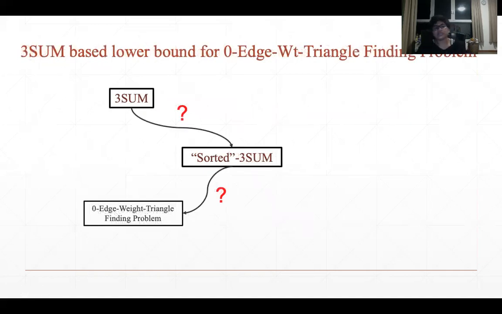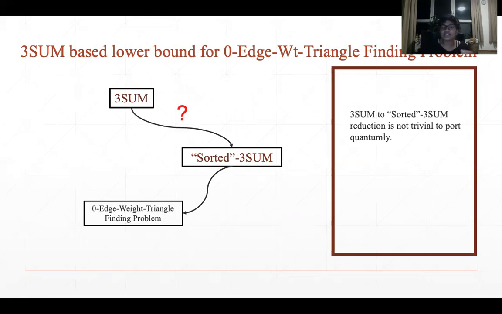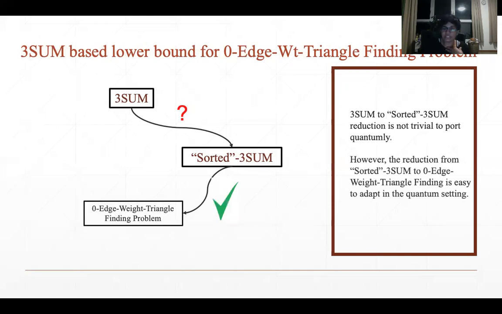So let's look at this reduction from threesome to the zero edge weight triangle finding problem again. We had this linear reduction from threesome to sorted threesome, and we had this non-trivial classical reduction from sorted threesome to the zero edge weight triangle finding problem. Now we would like to see if any of that still holds. What we noticed is that the reduction from threesome to sorted threesome is not at all trivial to port quantumly. But fortunately, the non-trivial classical reduction from sorted threesome to the zero edge weight triangle finding problem was local, so we are able to quantize that very easily. So we thought, why not try to fix the other part, or give a whole new reduction from threesome to zero edge weight triangle?